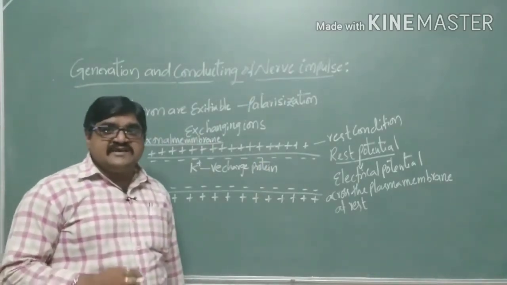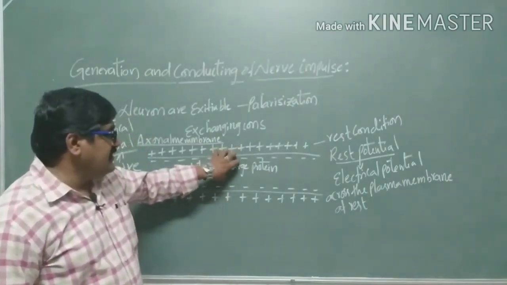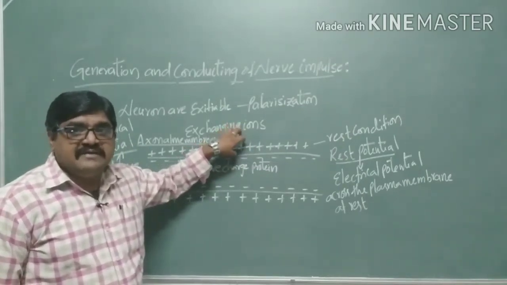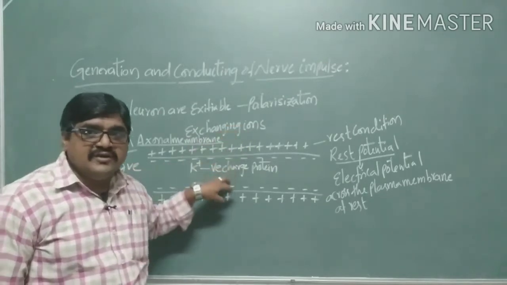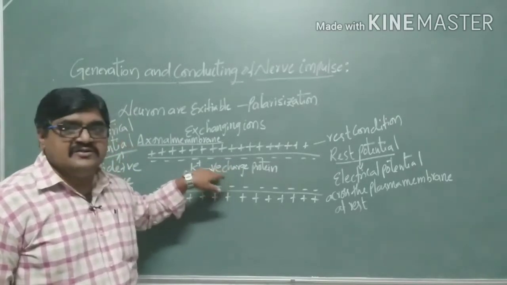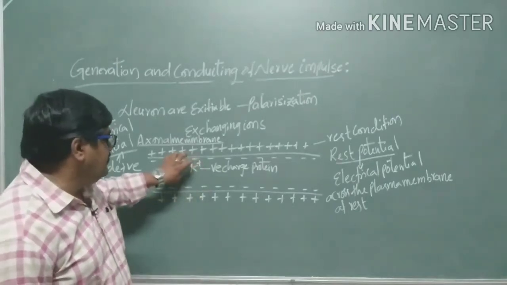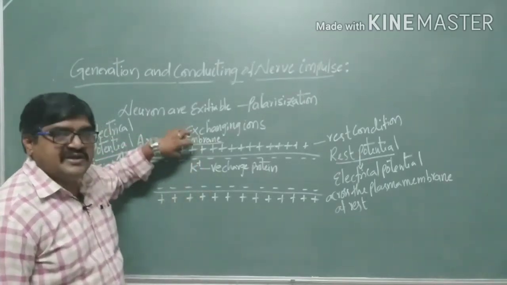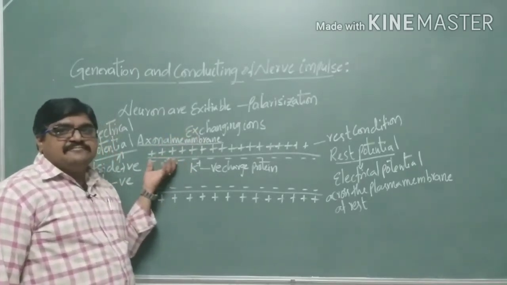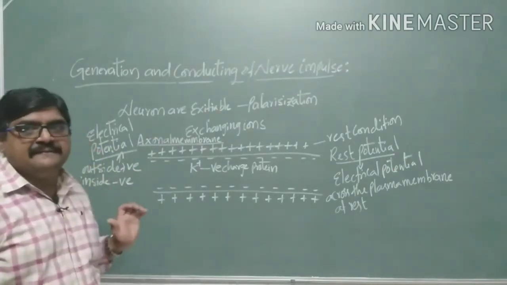In contrast, the outside has a higher concentration of Na plus and less of the negatively charged ions, which are impermeable. Subsequently, a neutralization happens: more positively charged ions are present outside and negatively charged ions are present inside. So this potential we call an electrical potential.